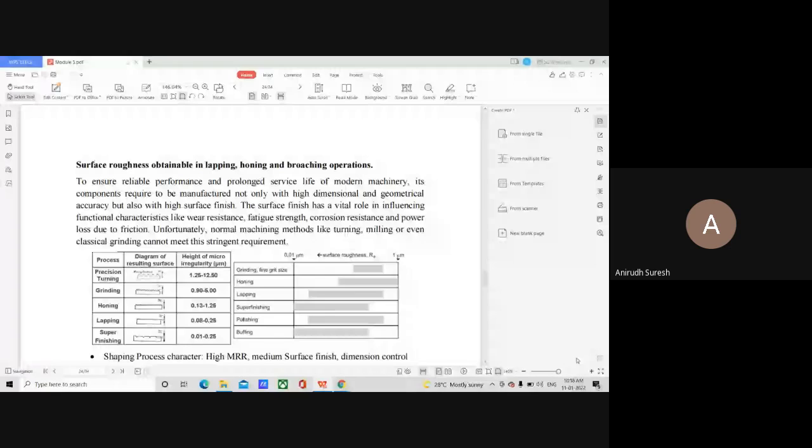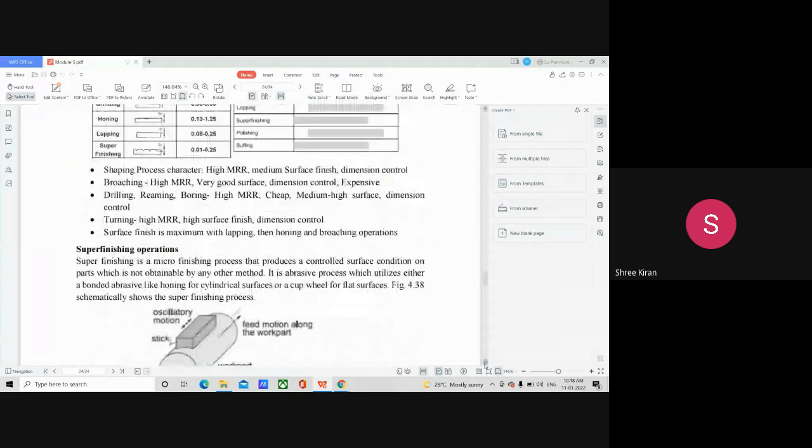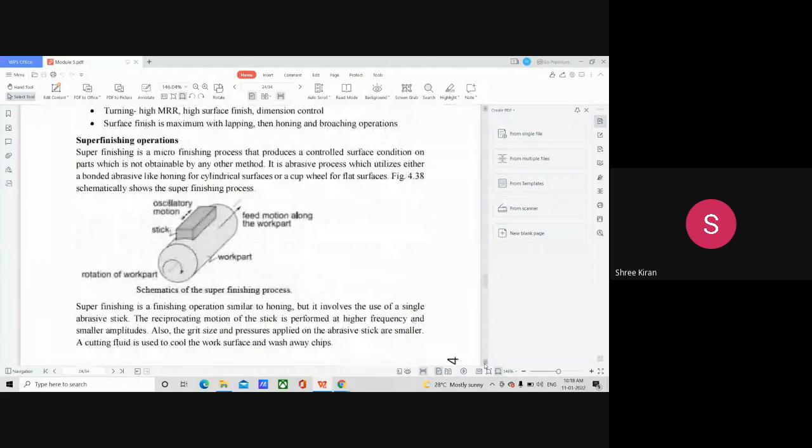Then after gear grinding, what do we have? We will be having a surface roughness. Not only the surface roughness, but mainly the super finishing operation. After gear grinding, we have the super finishing process.